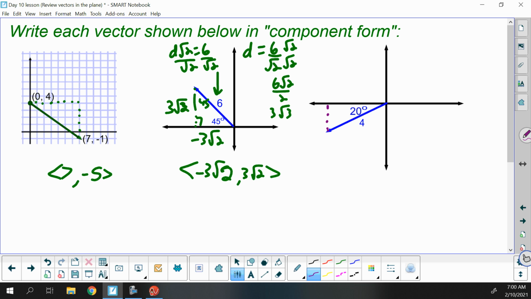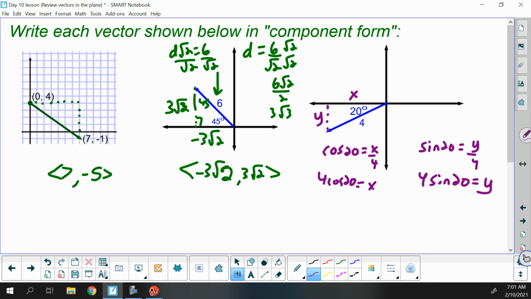So here, this is not one of our special right triangles. Let's call that x, let's call that y. We could say that cos of 20 is equal to x over 4. So x would be equal to 4 cos 20. Similar idea for y. Sine of 20 would be equal to y over 4. So 4 sine 20 is y. Now you would then just have to be careful about if things should be positive or negative in the quadrant we're in. In the third quadrant, both x and y should be negative. So this is really negative 4 cos 20, comma, negative 4 sine 20.